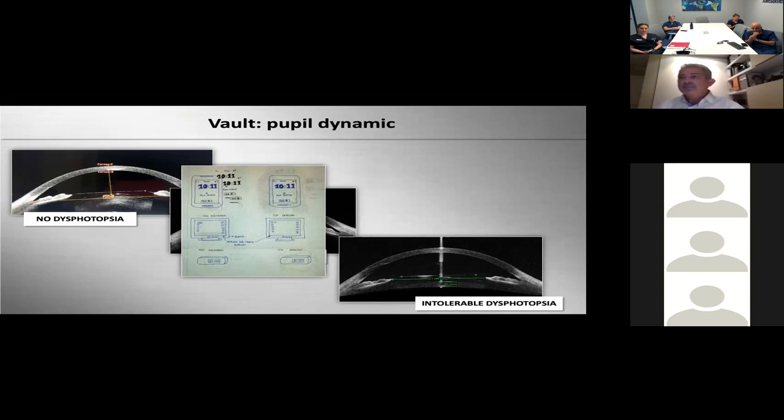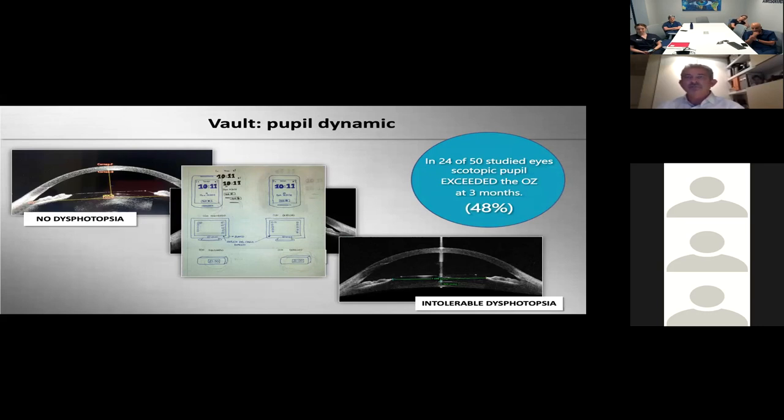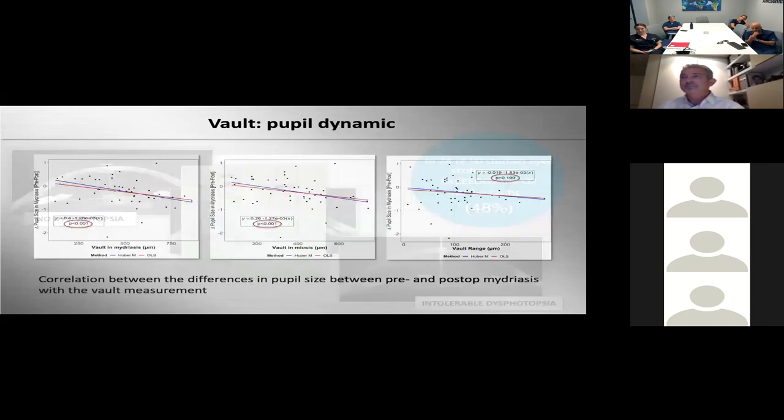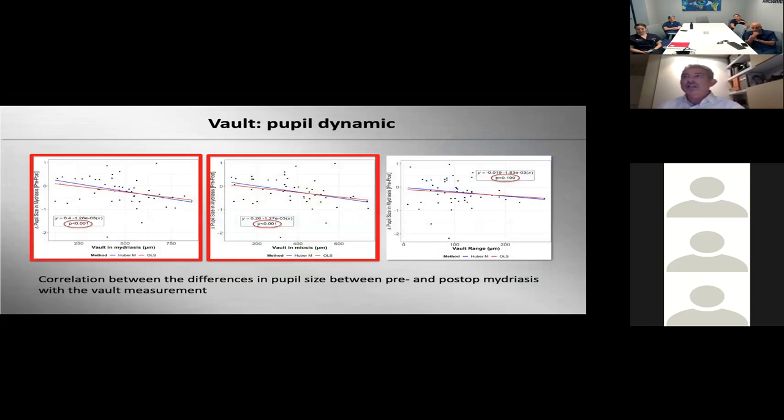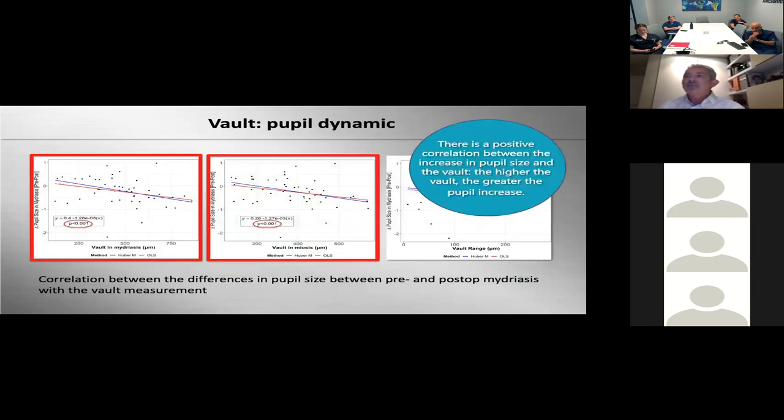Nevertheless, there are very relevant clinical facts. In about half of implanted eyes, scotopic pupil exceeded the optical zone at 3 months. In these scatter plots, we can observe a fairly similar degree of correlation between vault measures and difference in pupil size under different light conditions. The increase in pupillary size between miosis and mydriasis tends to be larger the wider the vault, both in scotopic and photopic light conditions.